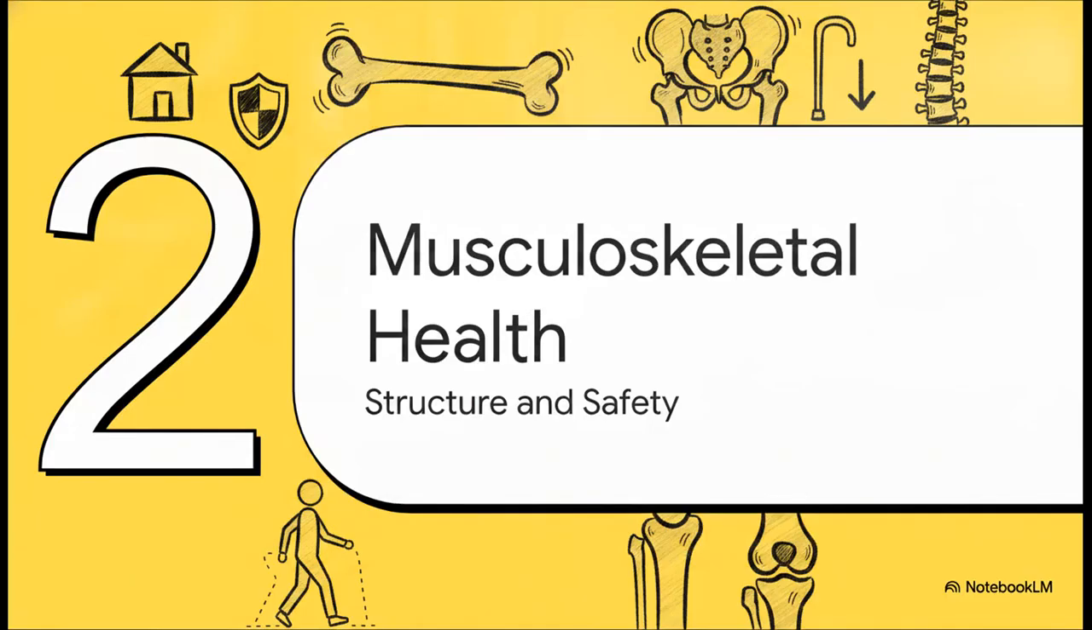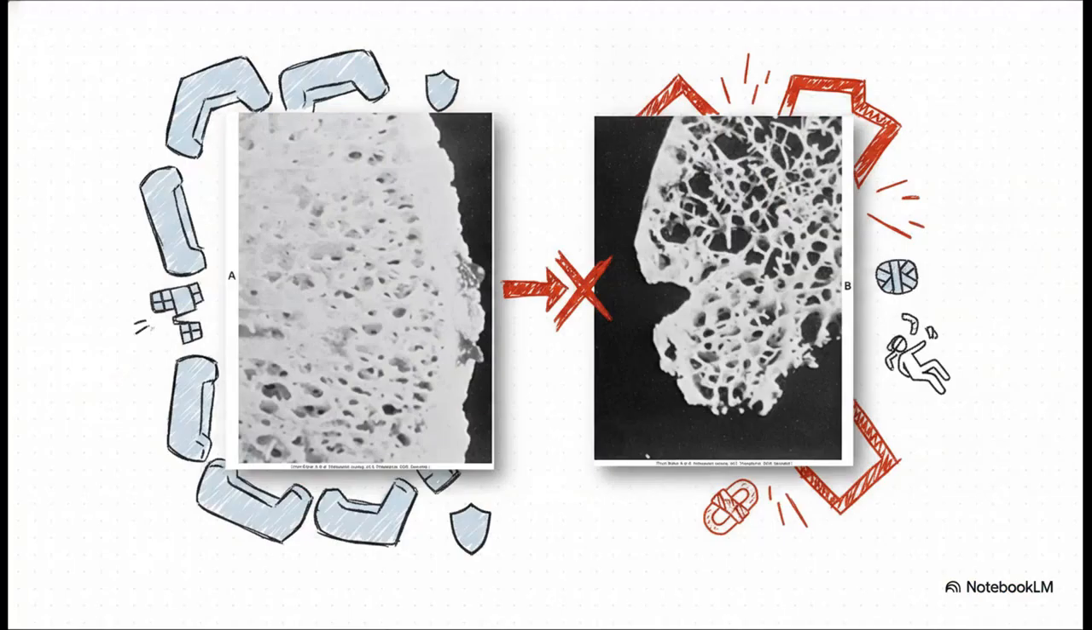Moving right along to Section 2, musculoskeletal and joint health, focusing on structure and safety. So we're shifting from metabolic processes to structural changes, which obviously heavily impact an older adult's mobility, their safety, and their overall independence. Just take a look at the striking visual difference here.